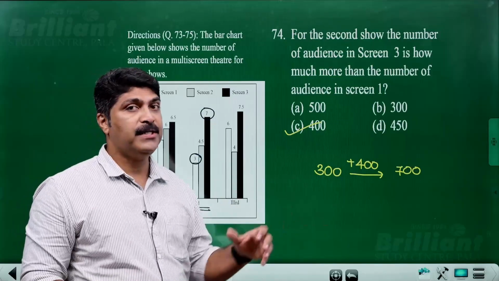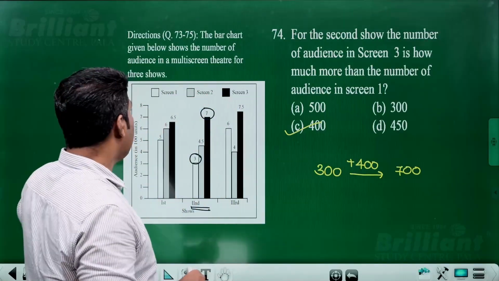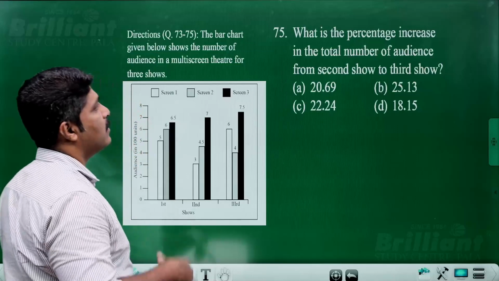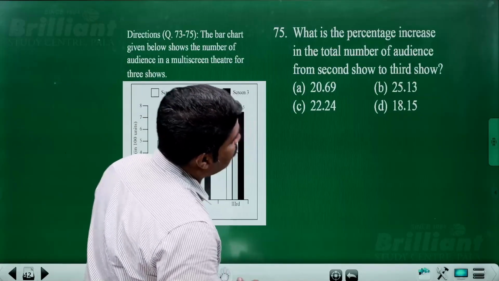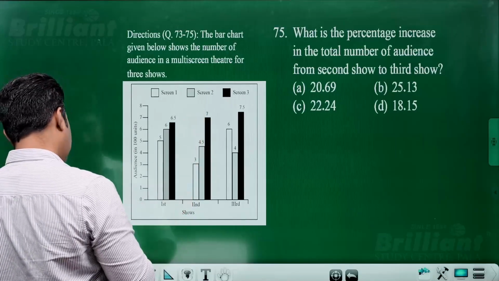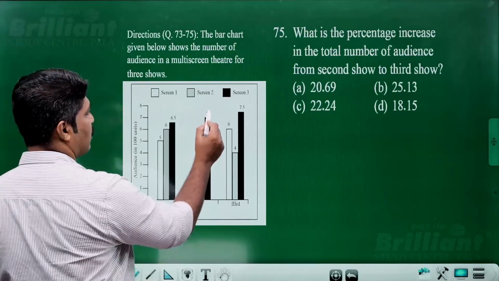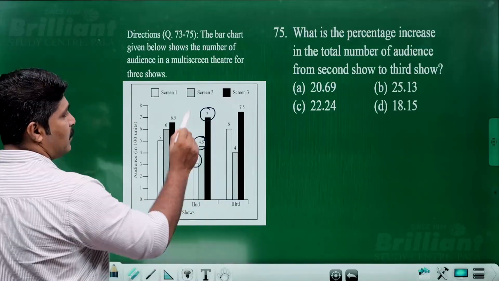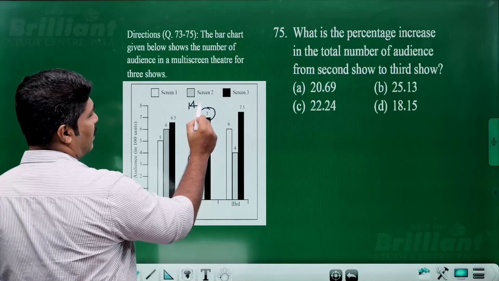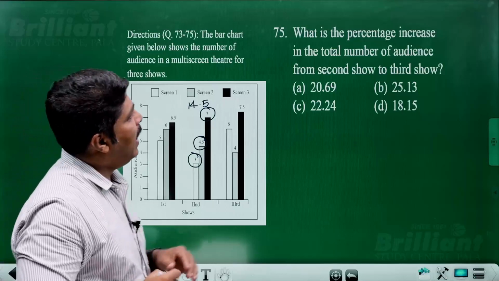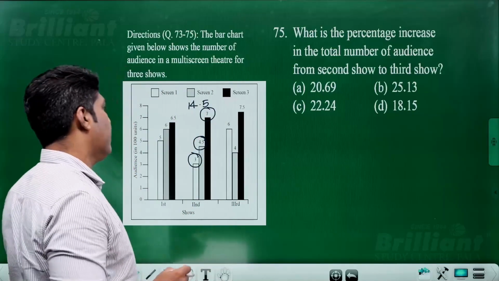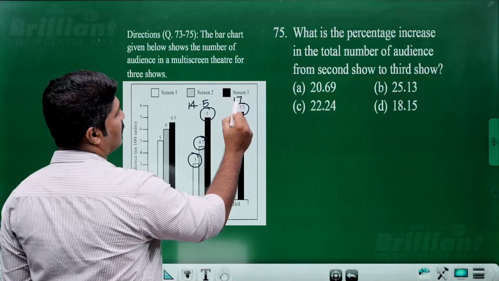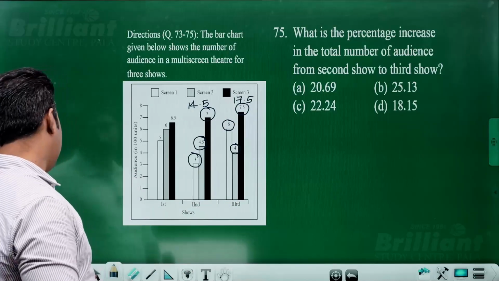In such quantity-based questions, we have to use that unit here. This is in 100 units. Final question: what is the percentage increase in the total number of audience from second show to third show? Here for the second show, we have to take these values all together. Second show: 7, 4, 3.5. What is the sum of all these values? 7 plus 3, 10. This is 14.5. And for the second show to third show, what is the sum here? 6 plus 4, 10, plus 7.5. This is 17.5.